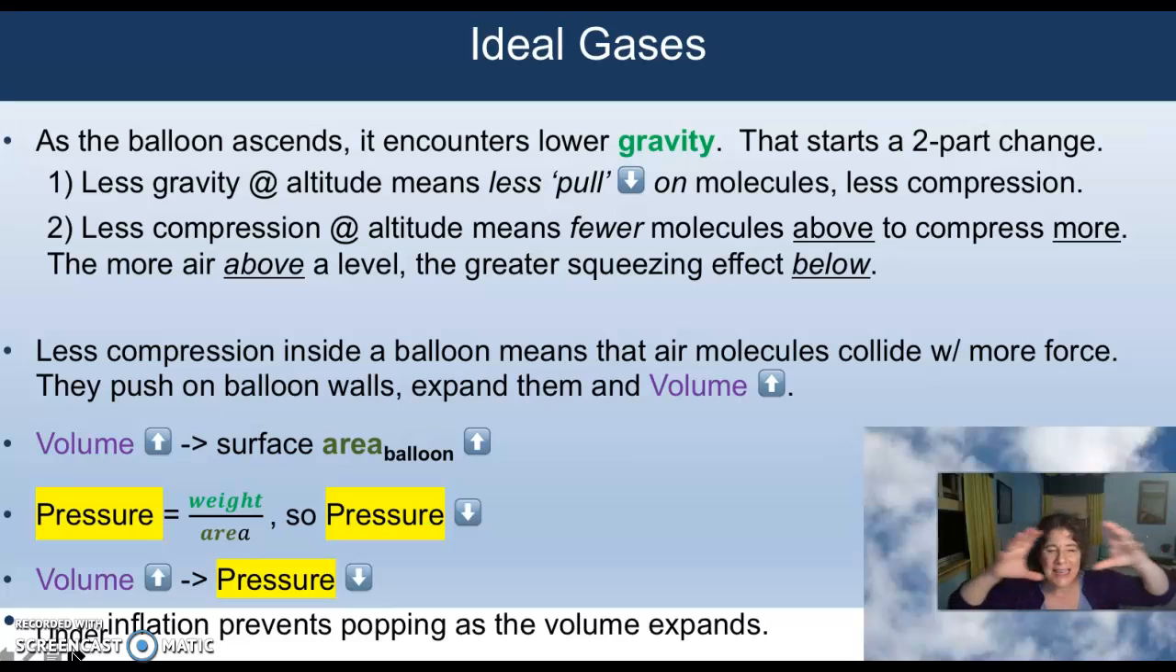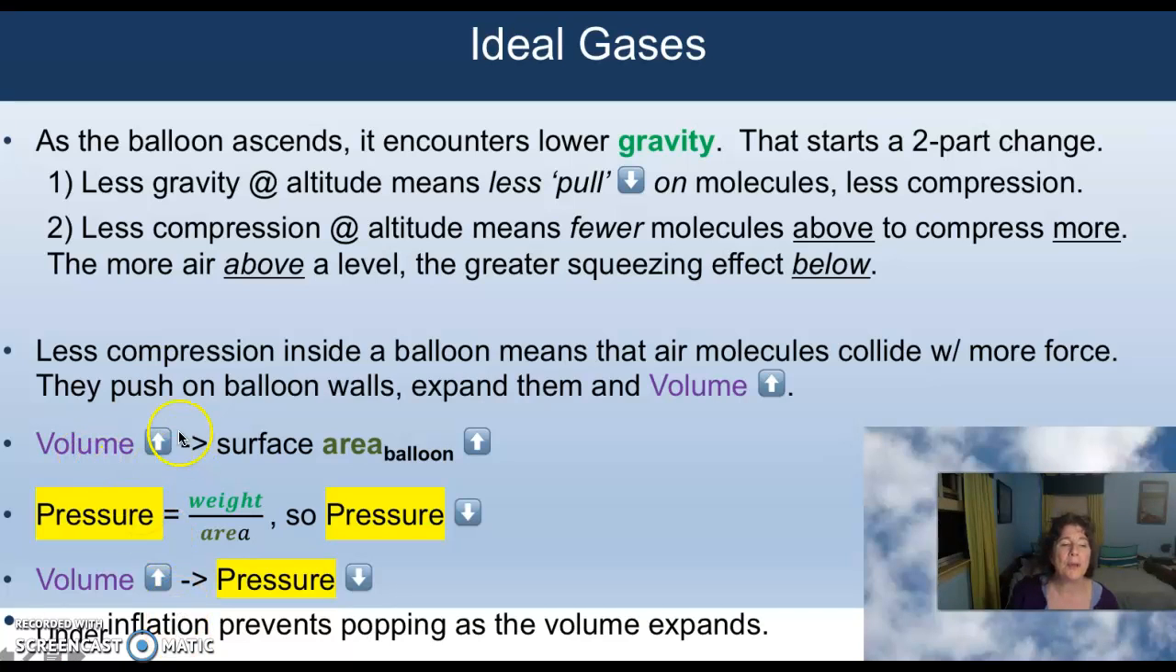Less compression inside the balloon means that the molecules inside the balloon are going to collide and zing back and forth like billiard balls with more force. They push on the balloon walls, they expand them, and the volume of the balloon increases. So by underinflating it, I'm actually preparing for the expansion when it hits lower gravity.